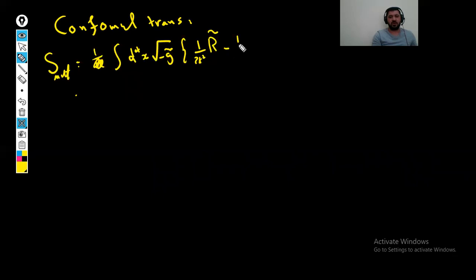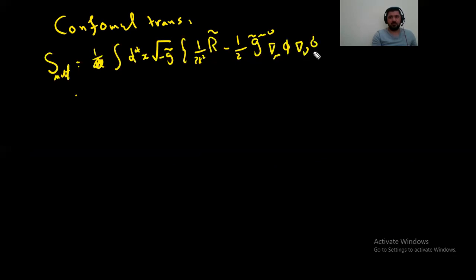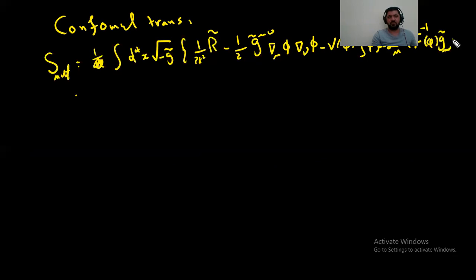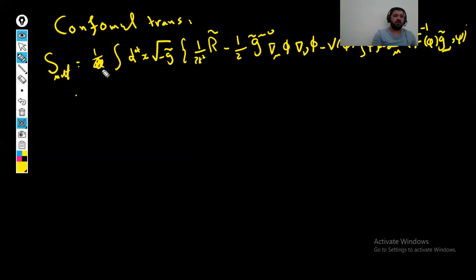We introduce our new term with 1/2 g^{μν} tilde ∇_μ φ ∇_ν φ minus V(φ), plus the integral of d^4x L of the matter. We have f^{-1}(φ) g tilde_{μν}, and here we have epsilon. That's for the matter. Okay, now what's the next step?